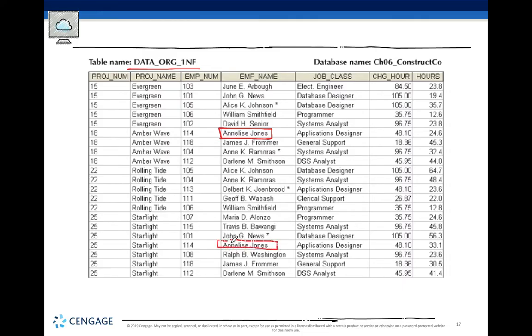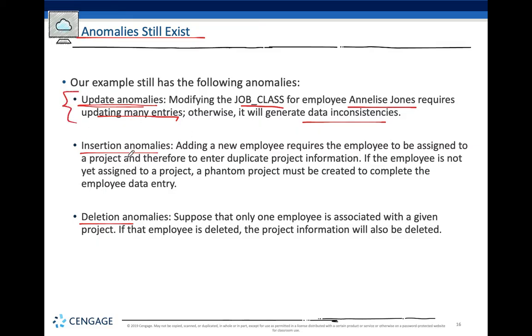multiple rows here, right? So if the job class for Annalise Jones changes, currently it is listed as applications designer, let's say it changes to something else, say design manager or what have you. Then you would have to update it in two places, both here and here. And that's undesirable. Why is that? Because it could very well happen that you update it only in one place, and somehow due to human error you don't update it here. Then Annalise Jones would have two different job classes, and that's a data inconsistency. This problem is called an update anomaly.